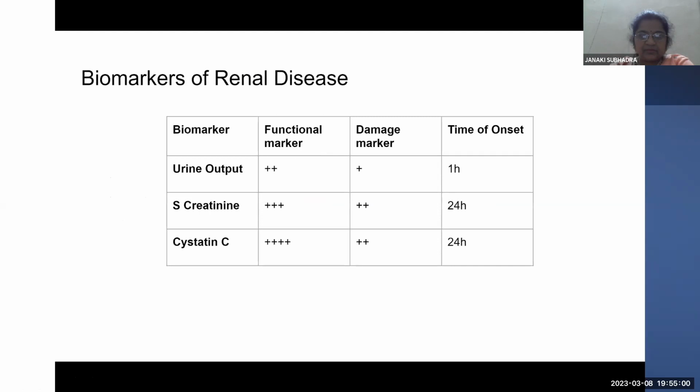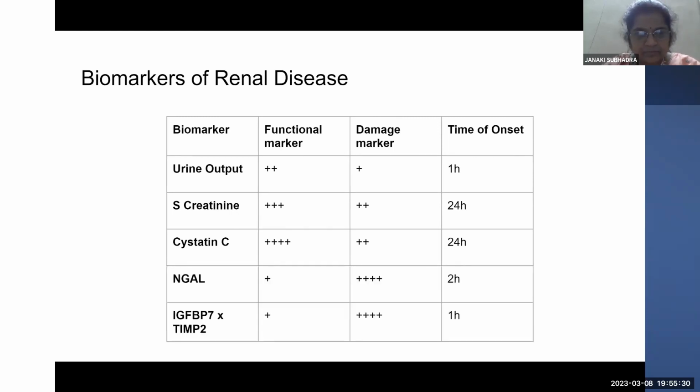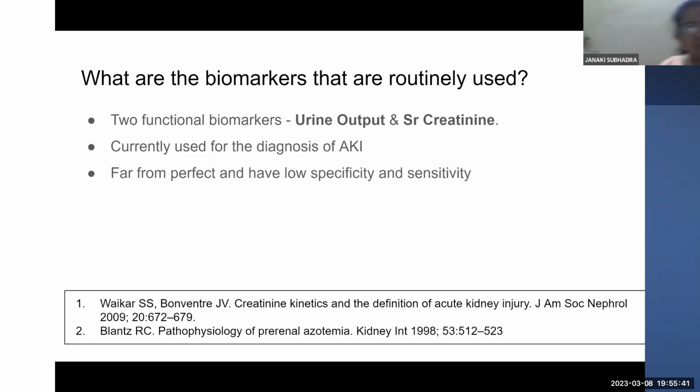The biomarkers of renal disease which are currently used, quite popular and common, are things like the urine output, serum creatinine, and to some extent cystatin C. Both urine output and serum creatinine are functional markers, unfortunately not great at marking damage. Though urine output can change within an hour, serum creatinine takes about a day or more to manifest. And which is why there has been interest in new biomarkers like NGAL, IGFBP7, TIMP2. And we'll talk about that as we go through it.